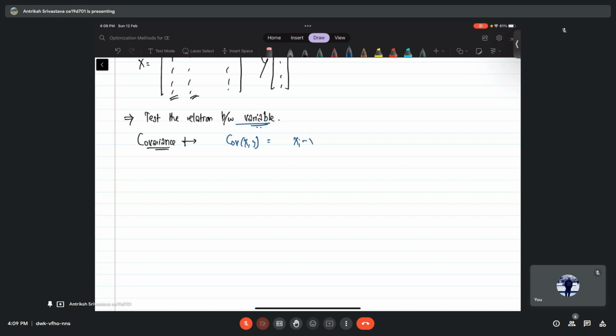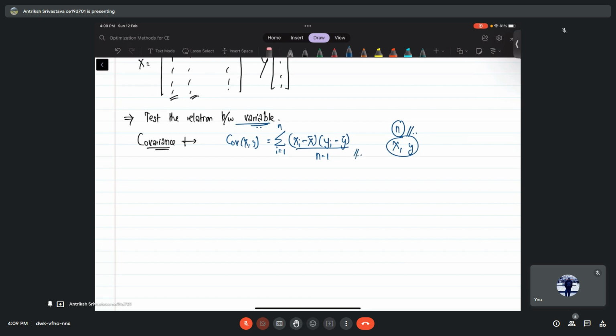Okay, so the formula for this covariance, let's say for x and y, is xi minus x bar. That is, x bar is the mean we represent. I think you guys are pretty familiar with that. And so if we have n readings and we have two variables x and y, then the covariance between these two is given by this.